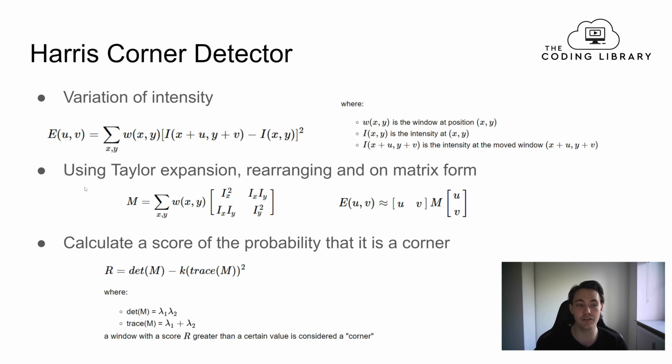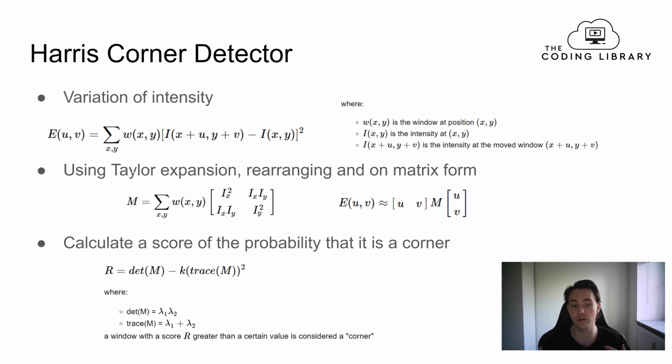And then we get the variation of our intensity when we sum all of those values up as we run through our whole image. It will be stored here in this E, which depends on u and v. And then we can use Taylor expansion to rearrange.